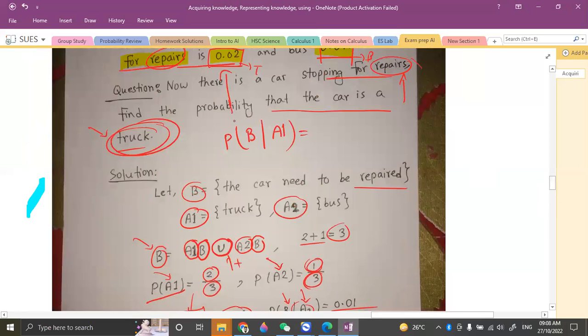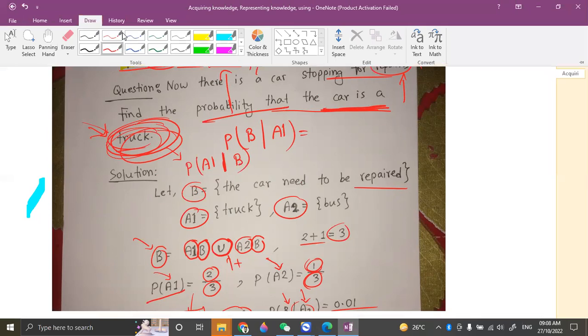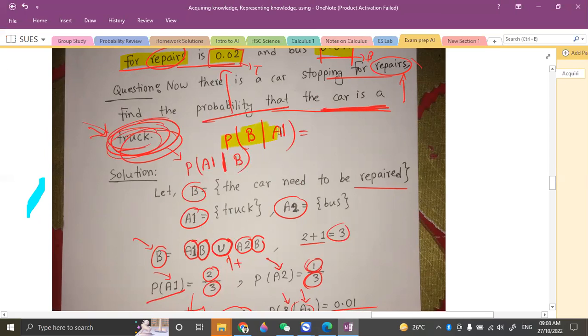So if you look at the final question here, find the probability that the car is a truck. So the final question here is it should be a truck. So truck means probability that it should be a truck. So we start from A1. Okay, A1, it's a truck. And the condition is this needs repair. So you see these two have some difference, right? This one and this one, they have some difference. So you have to understand them by reading the question.